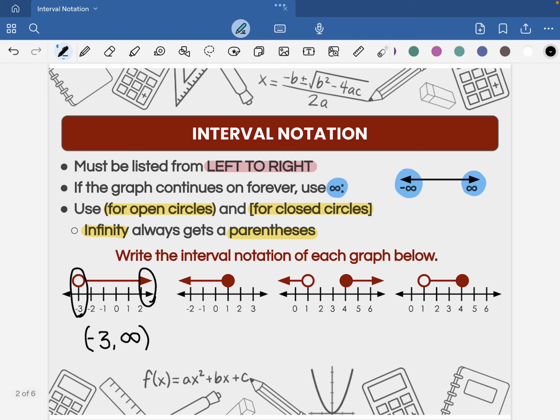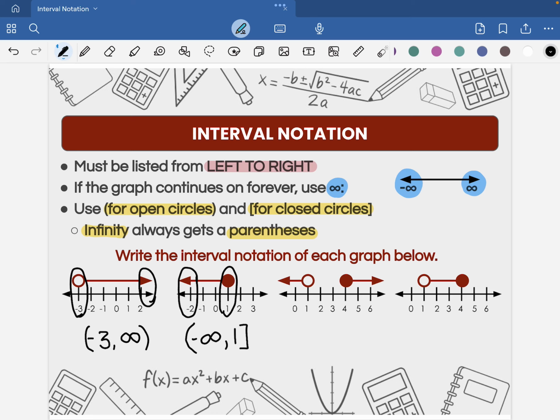Next one. The left side of my graph is right here. That's an arrow. So that's an infinity. On the left, that would be negative infinity, because those are going to be negative numbers in that direction. Comma, the right side of my graph ends right here at 1. That 1 is a closed circle, so it gets a bracket, but the infinity will always get a parentheses.